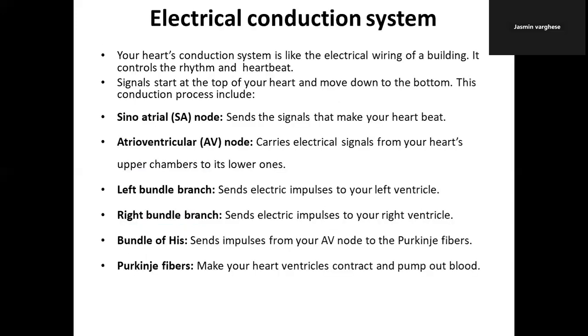Now we will see the electrical conduction system. Your heart conduction system is like the electrical wiring of the body. It controls the rhythm and the heartbeat. Signals start at the top of your heart and move down to the bottom. This conduction process includes some specific parts. Okay, the first one is the sinoatrial node. So the electrical conduction will start from the SA node.